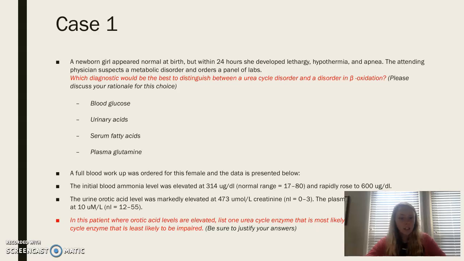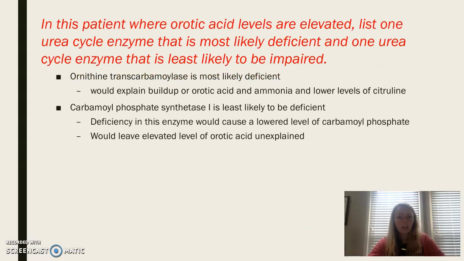plasma citrulline levels were normal technically, but they're on the lower end of normal. And then the case also asks in this patient where orotic acid levels are elevated, list one urea cycle enzyme that is most likely deficient and one urea cycle enzyme that is least likely to be impaired. So, starting off with that second question, ornithine transcarbamylase is most likely deficient.